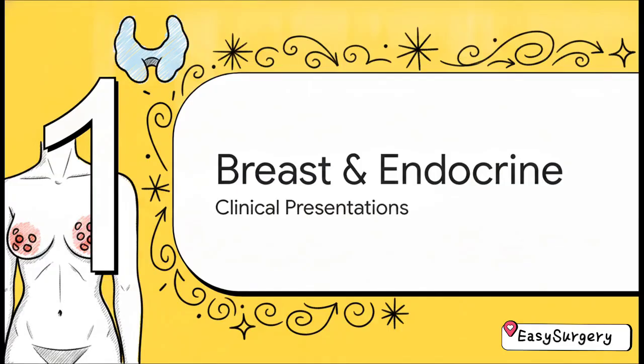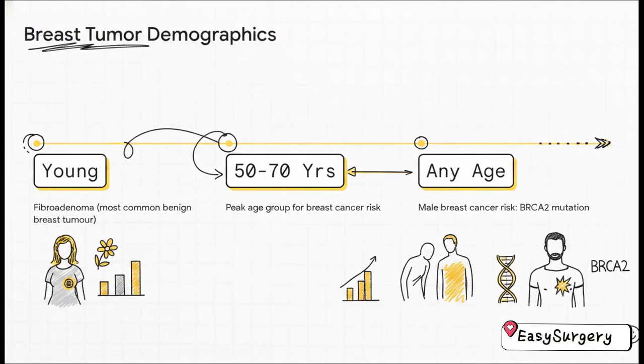Starting with Department 1, Breast and Endocrine Pathology. We are hunting for specific diagnostic red flags here. Take a look at this timeline. Patient demographics instantly anchor your differential, right? Picture this. If you see a young female patient presenting with a breast lump, your brain should immediately jump to a fibroadenoma. It's the absolute most common benign breast tumor in this age group.